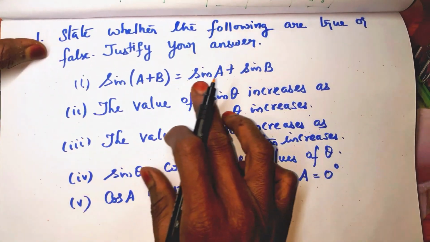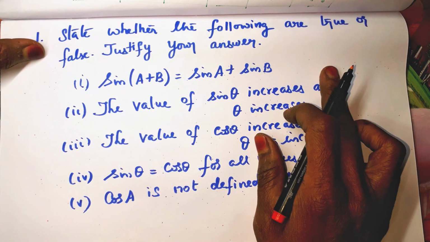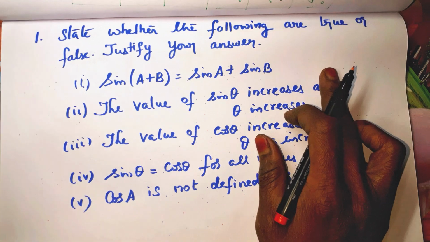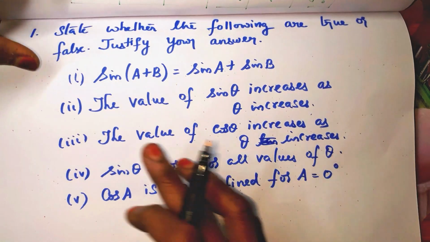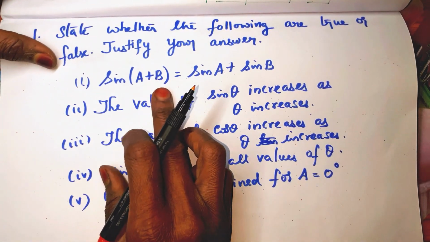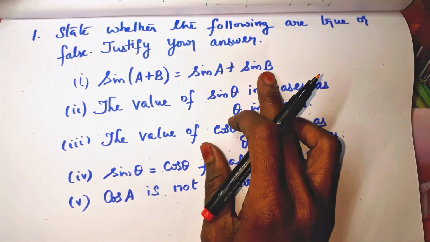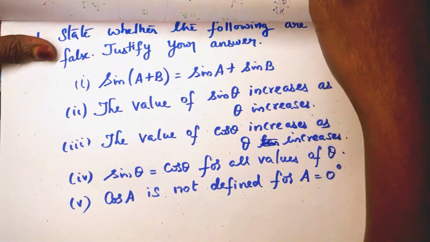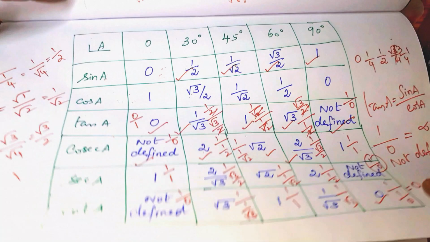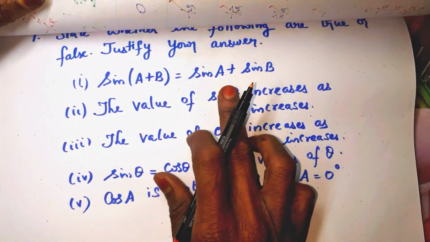We are going to state whether the following are true or false, and we are going to justify our answers. The first question is: sine of a plus b is equal to sine a plus sine b. For that we are going to use the table.